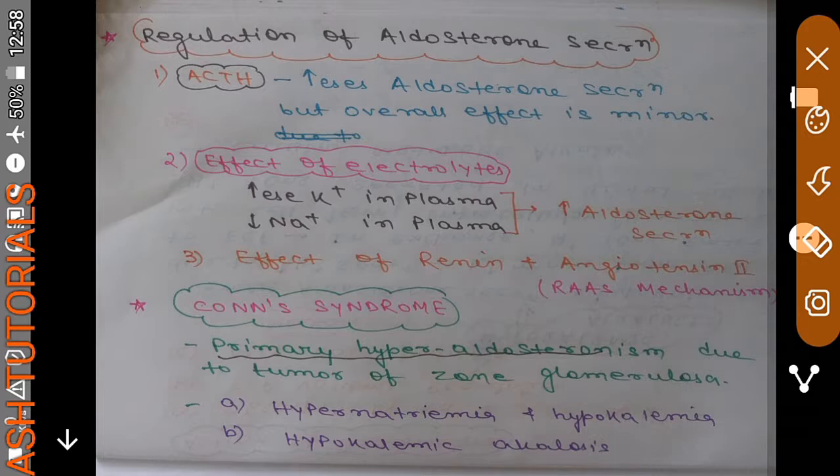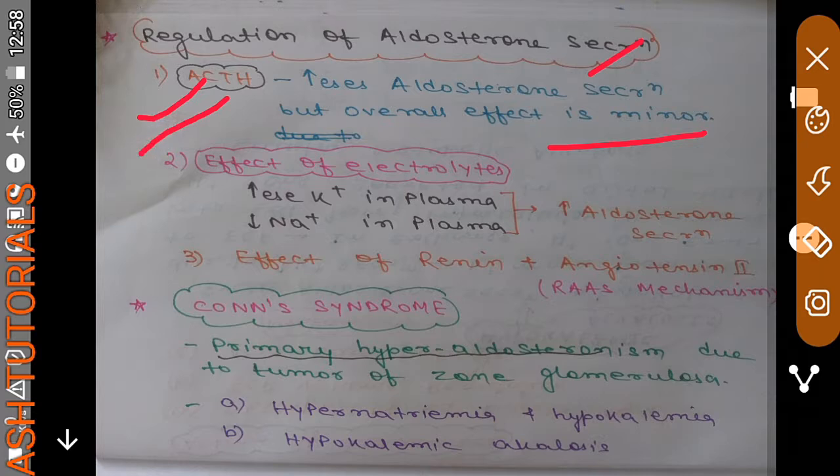Now coming to the regulation of aldosterone secretion. First is adrenocorticotropic hormone, which is released from the pituitary gland. It increases aldosterone secretion, but the overall effect is minor. ACTH has no bigger role in regulation of aldosterone secretion. ACTH mainly regulates cortisol secretion.